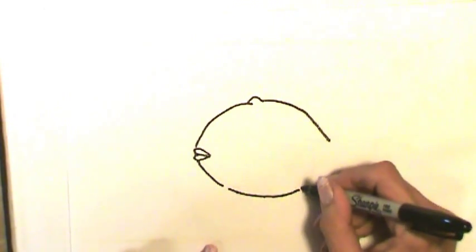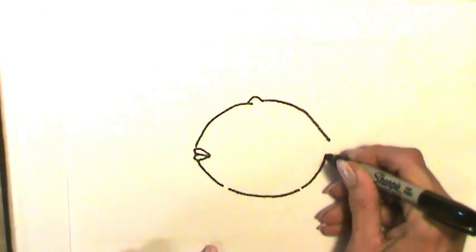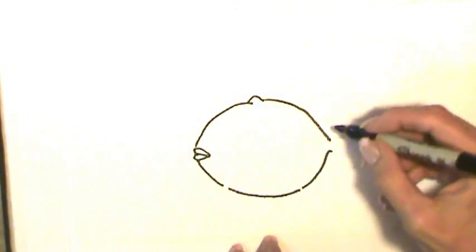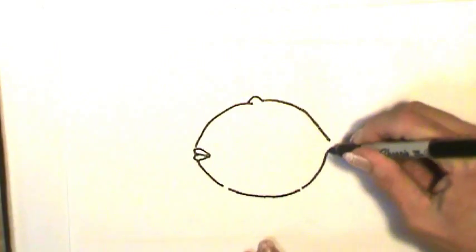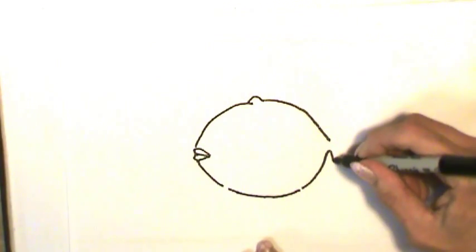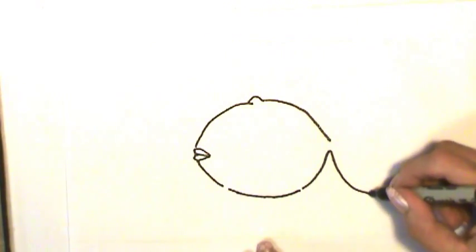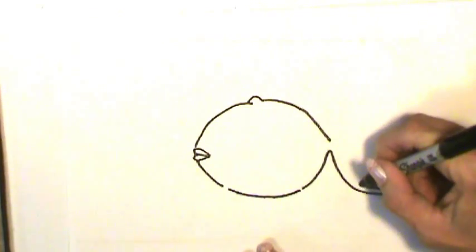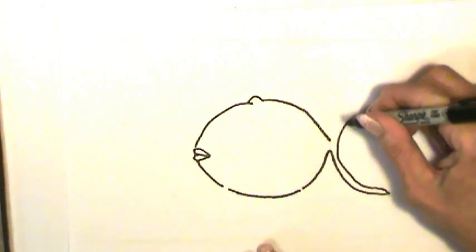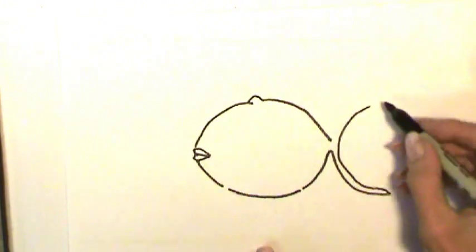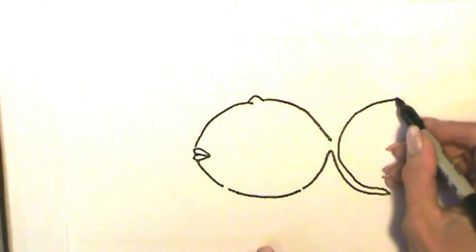skip there, come up to here, and now we're going to go out, flare out for the tail fin. Okay, so this is going to look like a great, big, skinny C, letter C.